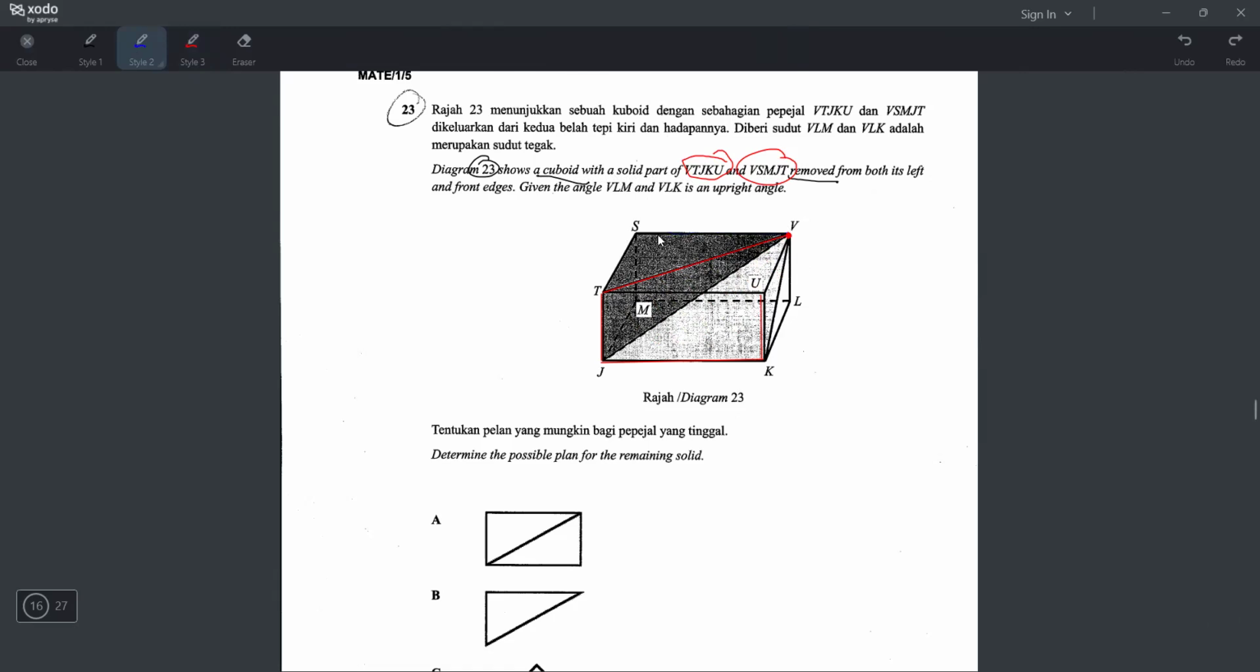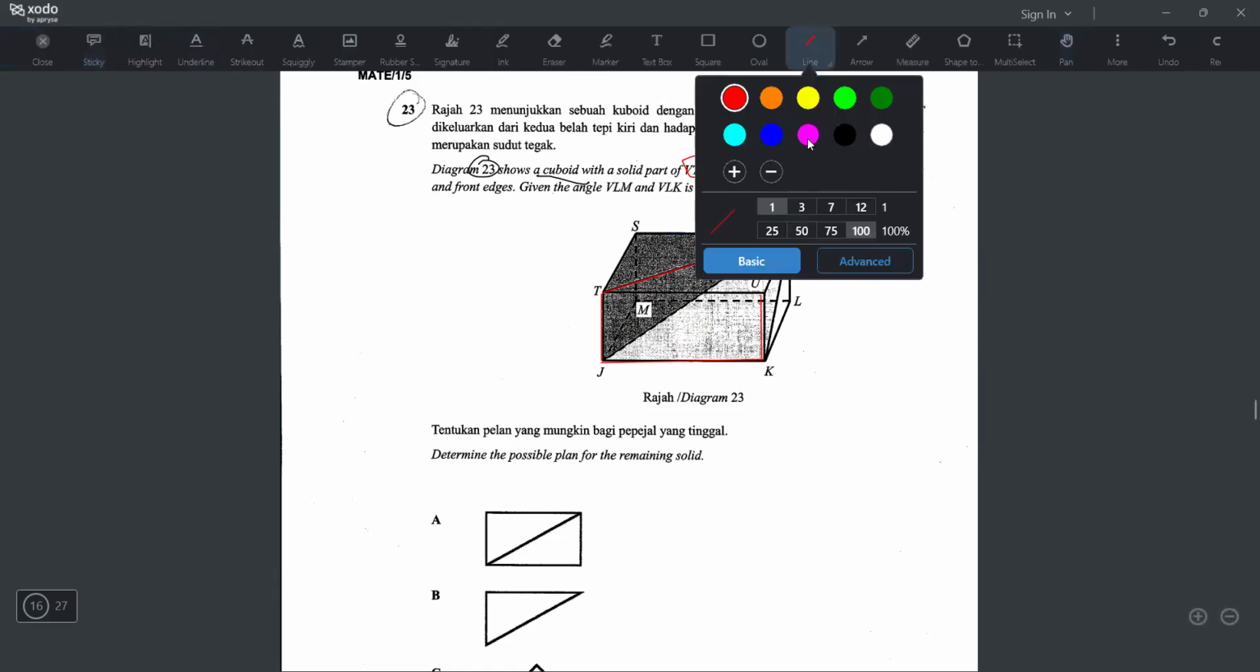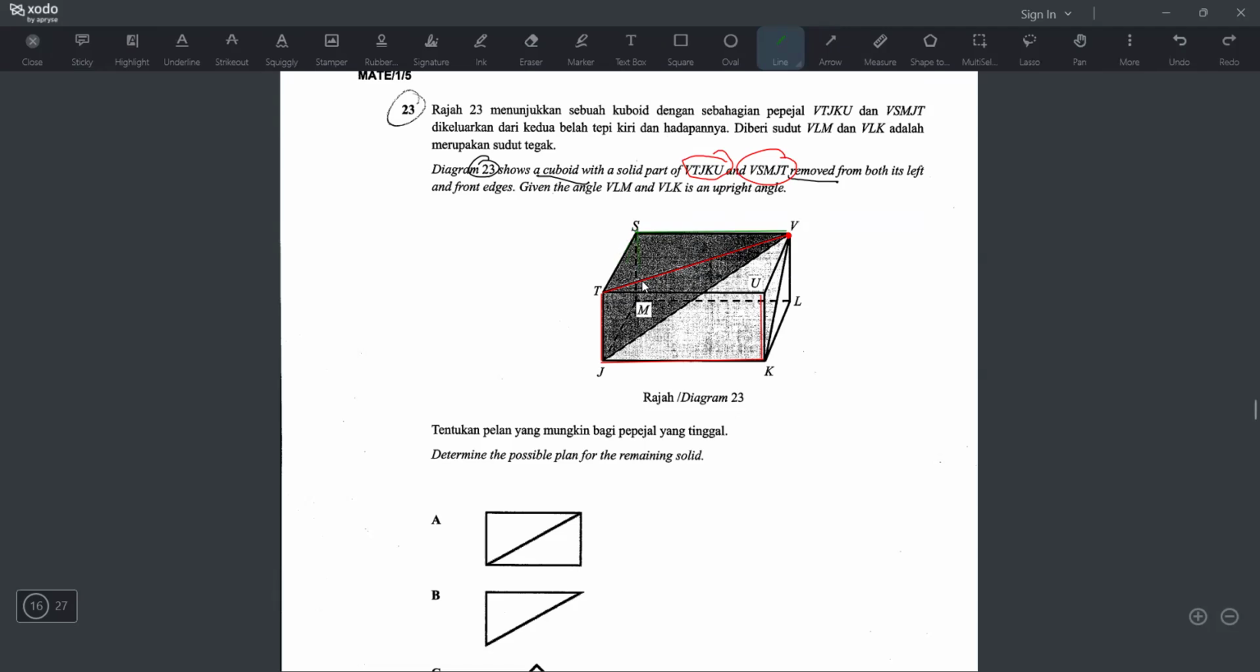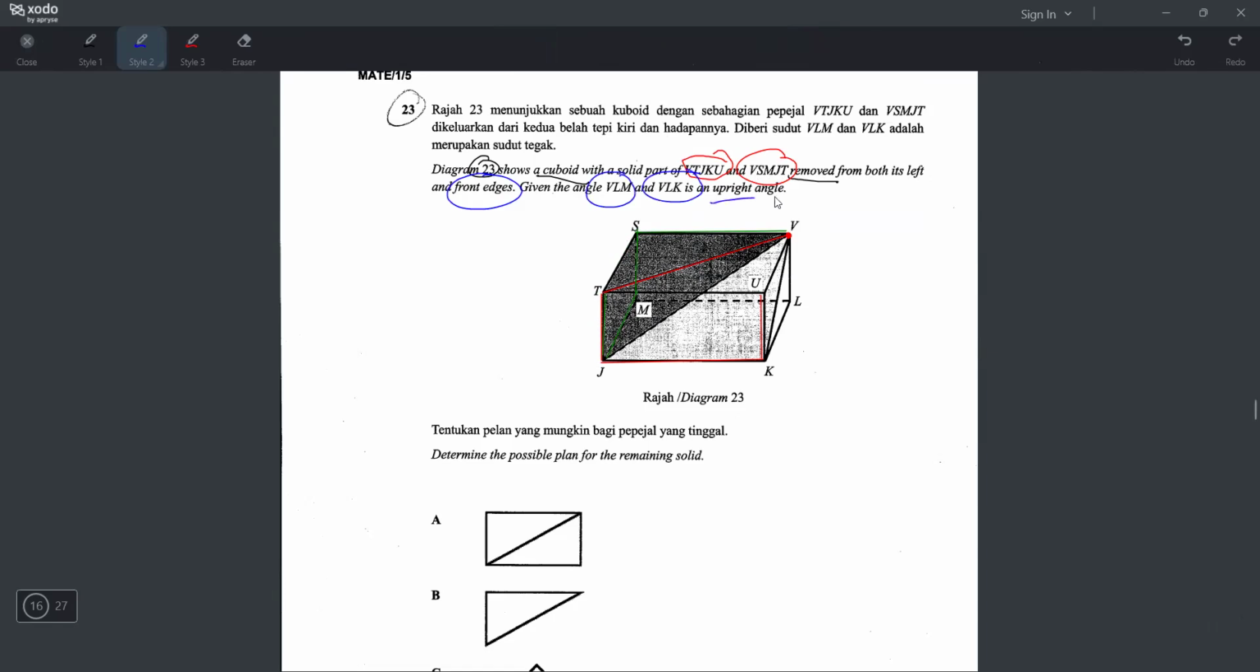Let's use a different color, green. So VS and then MJT. Do they mean they have to remove these edges? Is that what they are trying to say here? Remove from both its left and front edges. Given the angle VLM and VLK is a right angle. VLM, 90 degrees, and then VLK, also 90 degrees, right? And then they say determine the possible plan for the remaining solid.